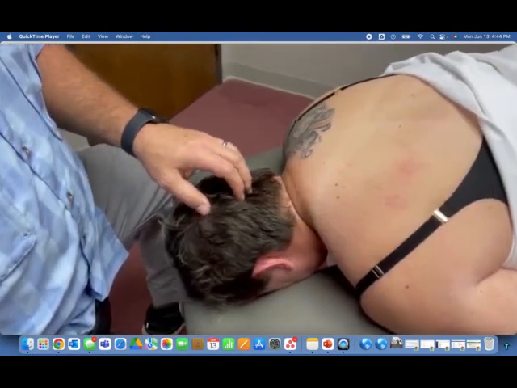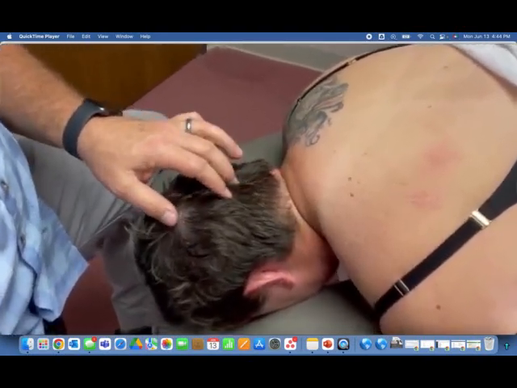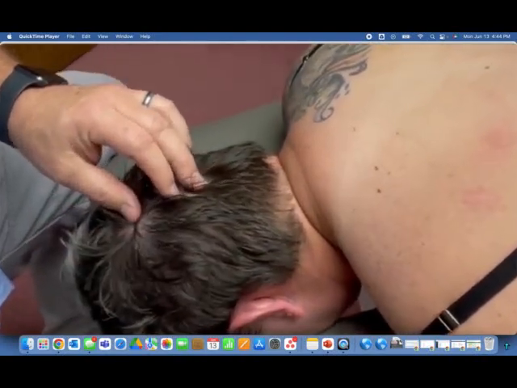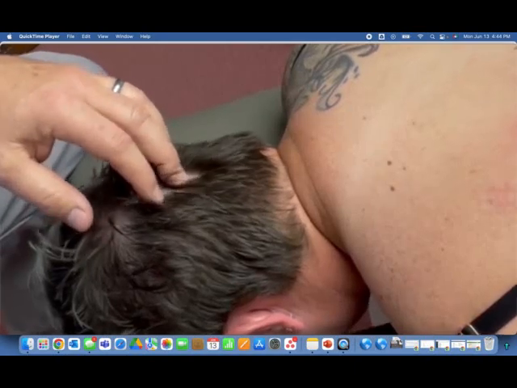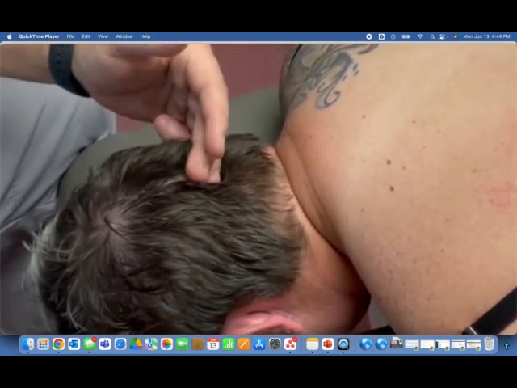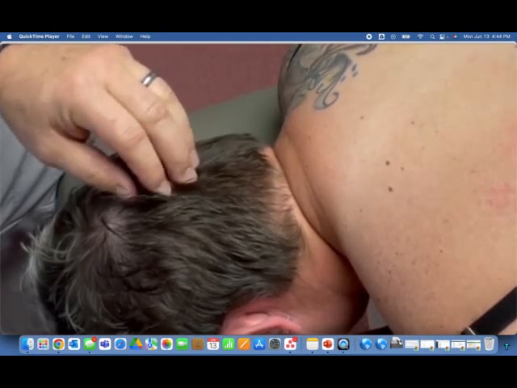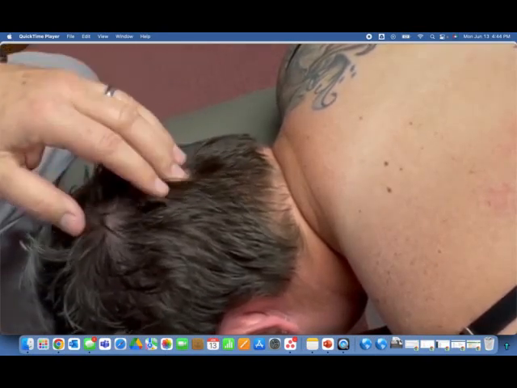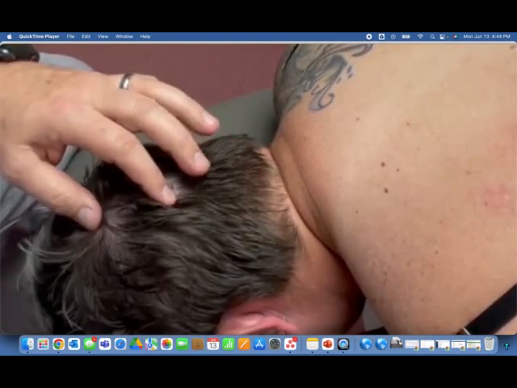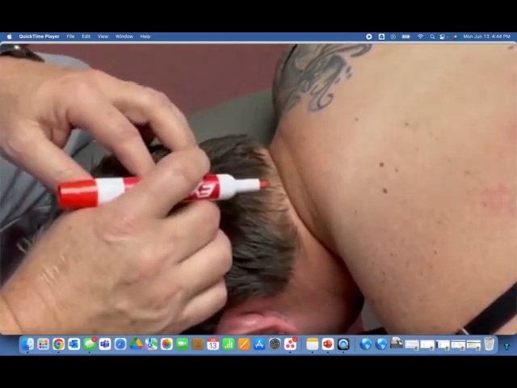So from our posterior aspect, we have several things to look at. First, we want to identify the external occipital protuberance as the skull comes up and forms the crest. It will be the most notable point right in the center. For our sake here, put a little dot there. You don't have to mark that if you don't want to.